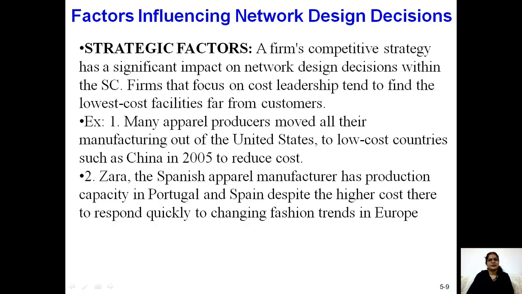Whereas Zara, a famous Spanish apparel manufacturer, built its production facility in Portugal and Spain, though cost was high, just to respond quickly to changing fashion trends in Europe. And this responsiveness has allowed Zara to become one of the fastest growing apparel retailers in the world.